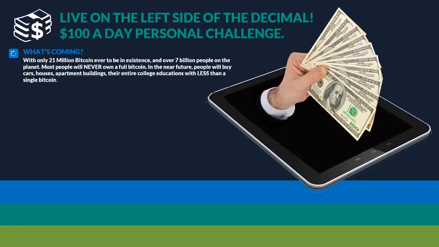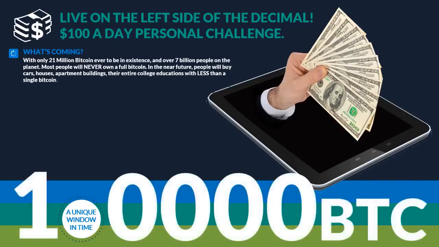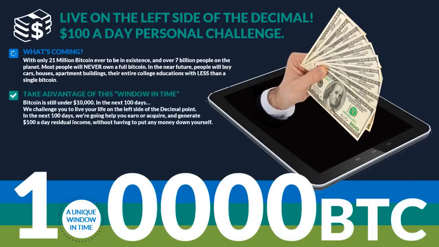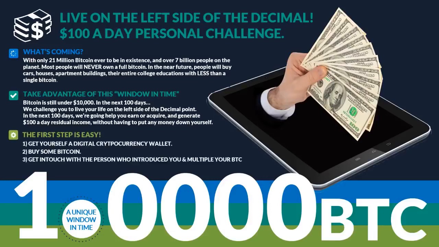And what's going on is most people will not have a full Bitcoin, yet they'll purchase cars, houses, apartment buildings, full college tuitions with less than 1 Bitcoin. So I'd like for you to take advantage of this unique window in time, where Bitcoin is still under $10,000. And I challenge you to live life on the left side of the decimal point, own a full Bitcoin, and create a residual income stream of Bitcoin to where you can be passively earning Bitcoin while you sleep.